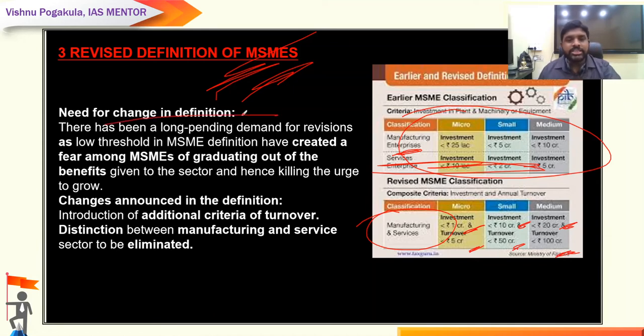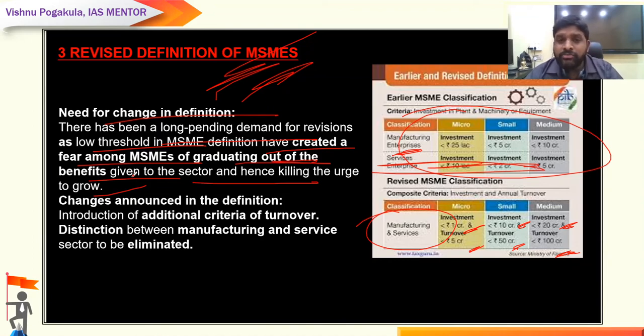So in this way, the definition has changed with respect to MSME, so that some MSMEs will be protected because of the low limits given in the earlier MSME sector. There has been a long pending demand for revision, as the low thresholds in the MSME definition created a fear among MSMEs of graduating out of the benefits given to the sector. So what will be the problem? It is only 25 lakhs. Business is growing. When they cross 25 lakhs, they come under small. They will lose some benefits.